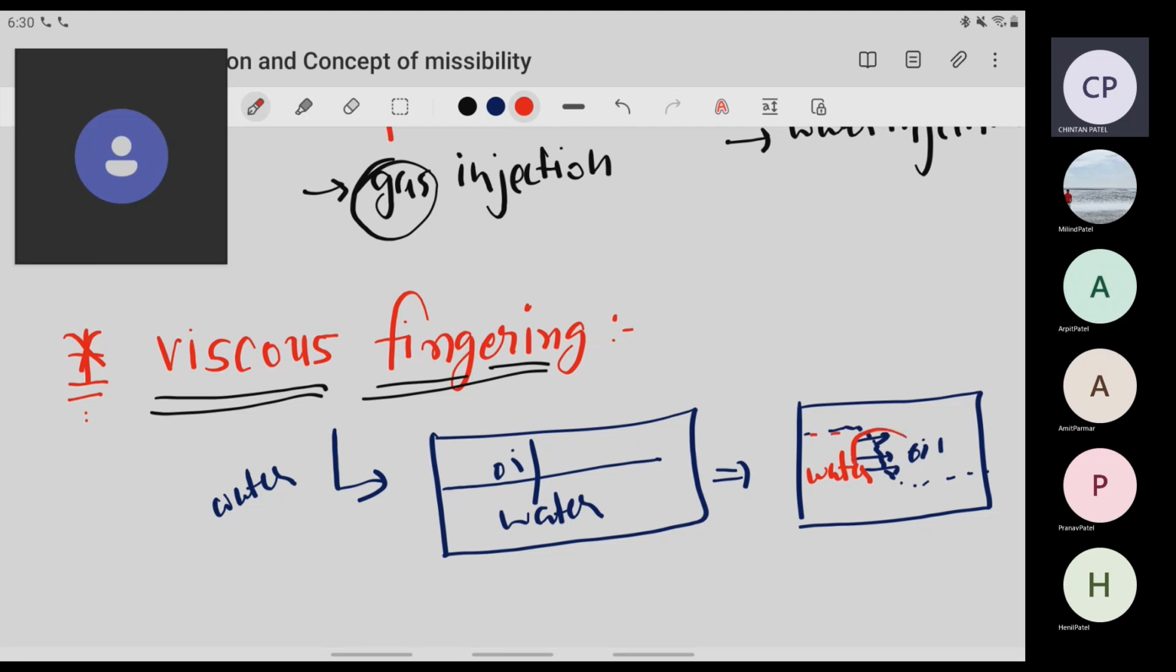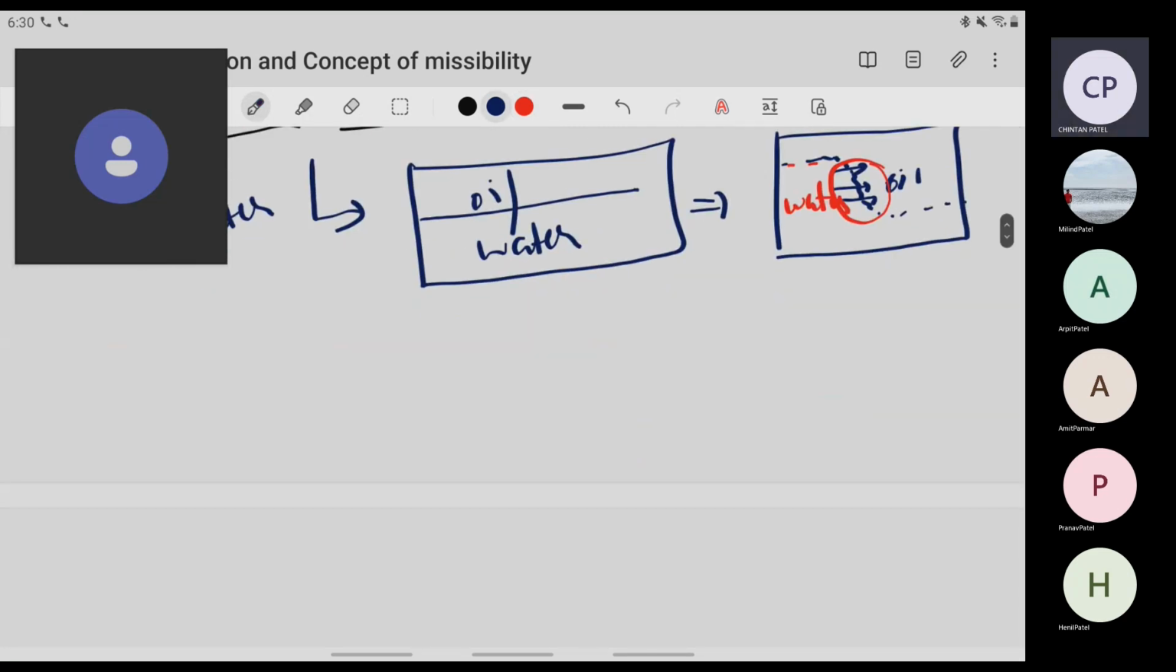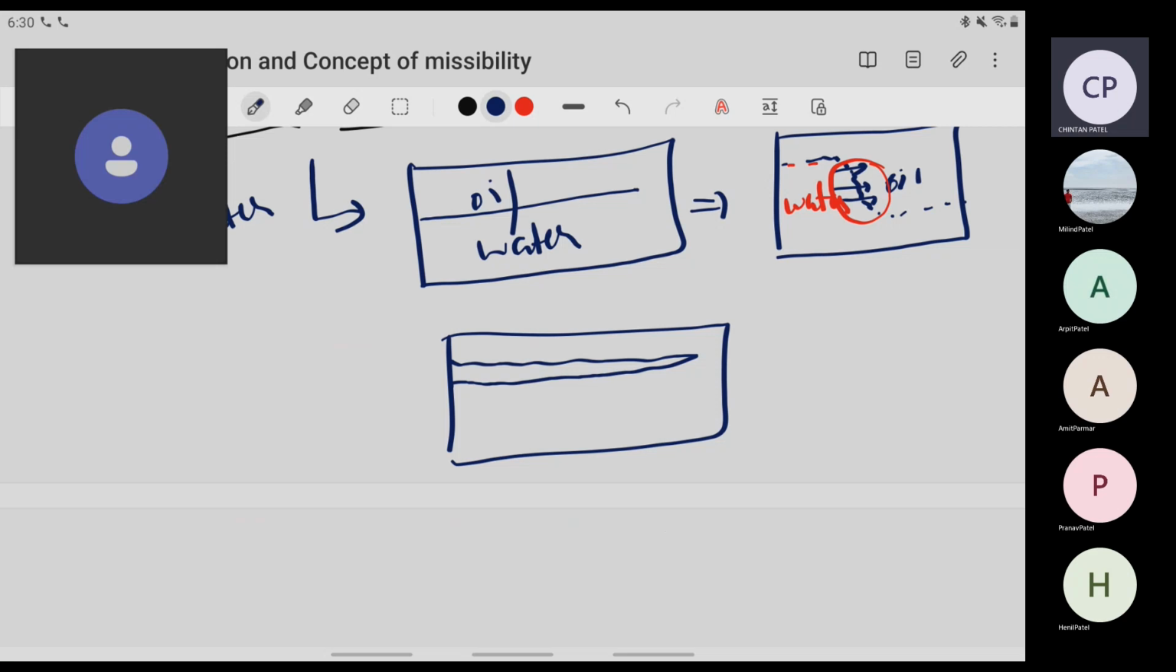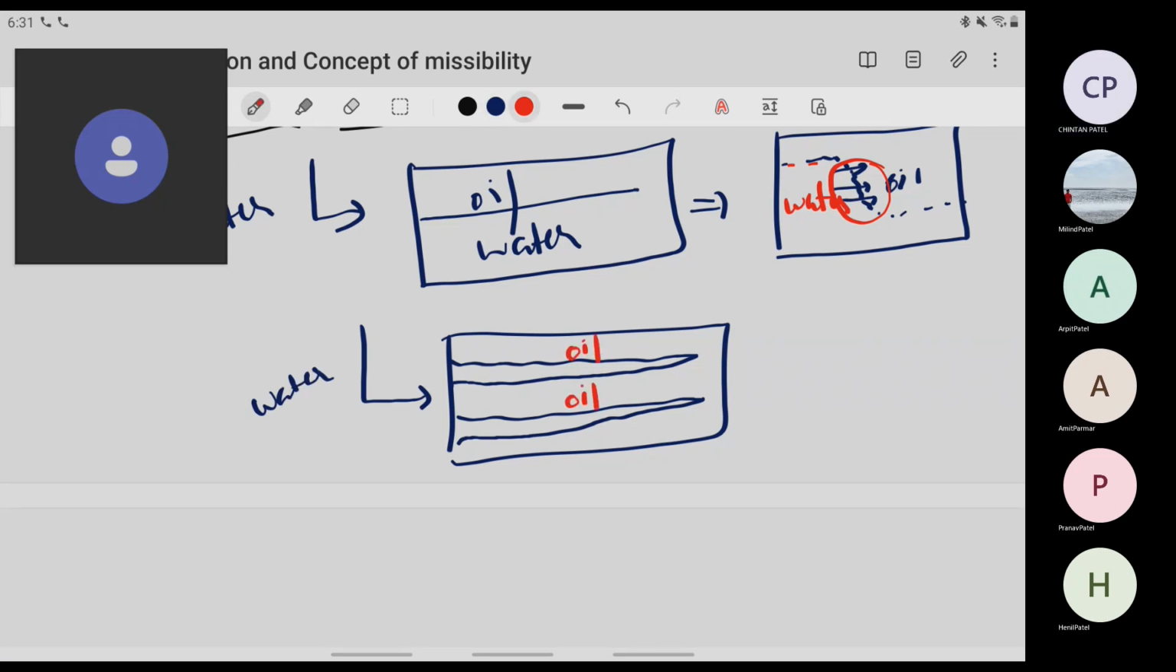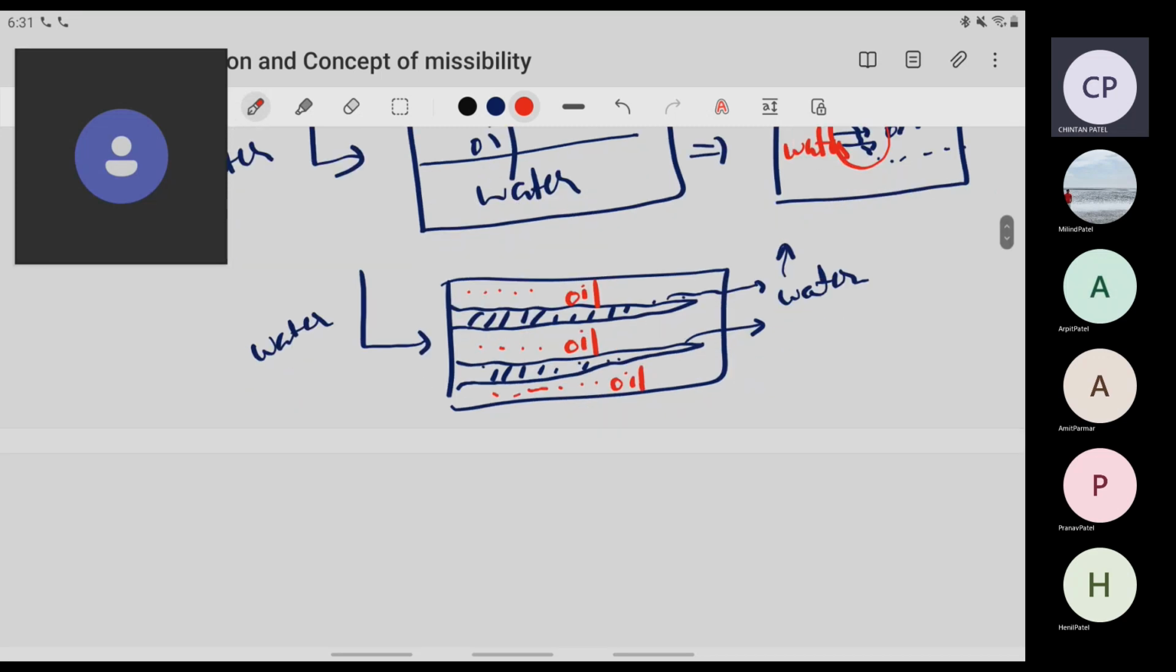This we know. But rather than creating this kind of profile, if water passes through like this, not as a piston, let's suppose we are injecting water here and we have oil here, and this is the water. And let's suppose this water tries to produce from here. Water starts to produce, and oil is left behind. So oil is left here and water has started to produce. This is known as simply viscous fingering.